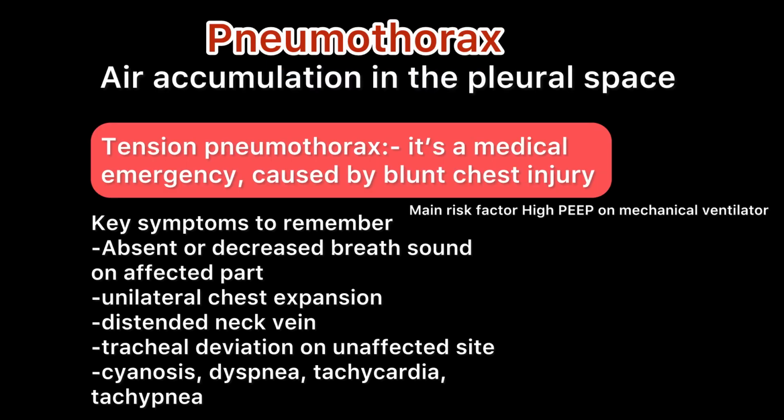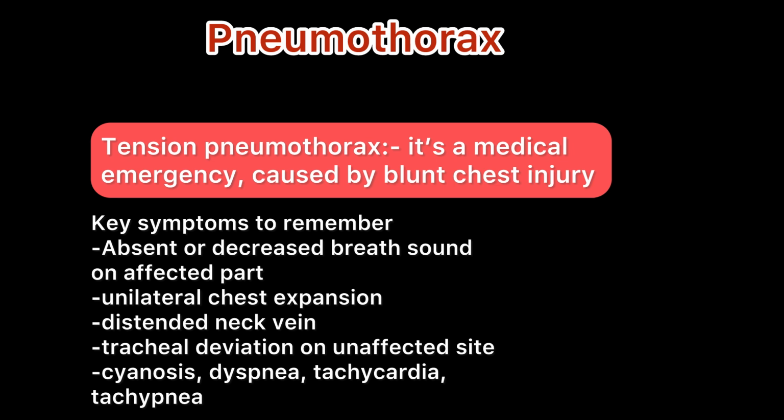The next topic is pneumothorax. In this condition, there is air accumulation in the pleural space. For the NCLEX, the main thing you have to know is tension pneumothorax. This is the medical emergency. For the priority question, you have to know the key symptoms like decreased or absent breath sounds, unilateral chest expansion, distended neck veins, tracheal deviation on unaffected side.